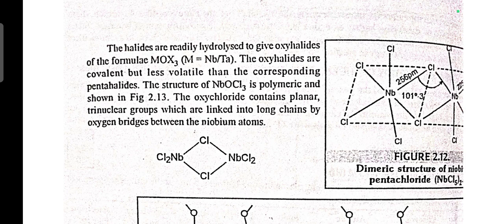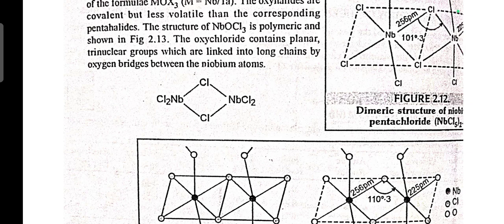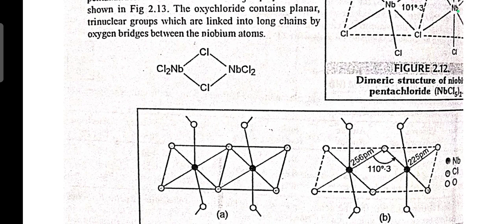M is equal to Nb or Ta. The oxohalides are covalent but less volatile than the corresponding pentahalides. The structure of NbOCl3 is polymeric and shown in figure 2.13. The oxochloride contains planar trinuclear oxygen bridges between the niobium atoms.